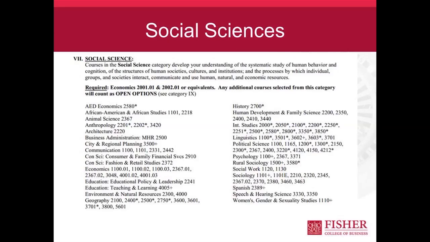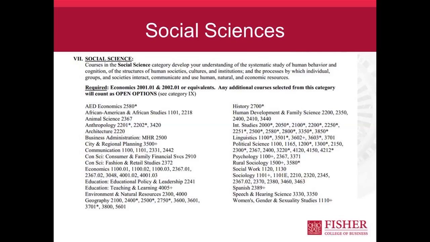Here is the list of social sciences from the Gen Ed course list. In bold, you can see the Econ 2001 and 2002 course requirements listed. If you want to choose a social science to use as an open option, you can choose any course from this list. Notice that several of the social sciences have plus signs or asterisks next to the course number. Remember that these courses may be overlapped with the social diversity Gen Ed requirement or the global studies Gen Ed requirement.